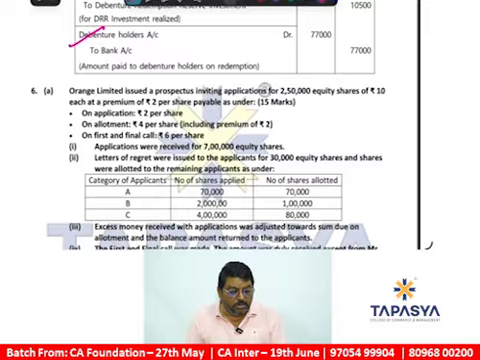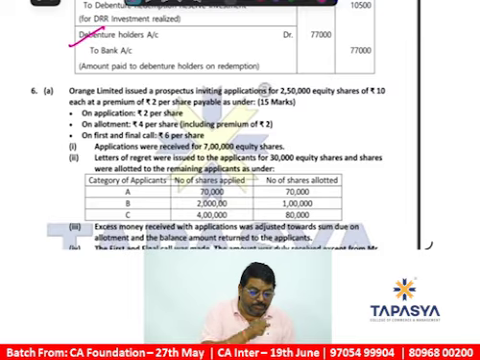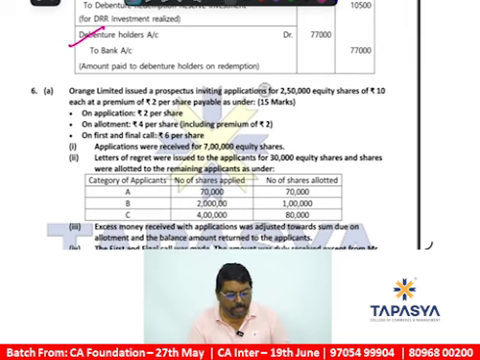Orange Limited issued a prospectus inviting applications for 2,50,000 equity shares of 10 rupees at a premium of 2 rupees. 2,50,000 equity shares invited by the company. Each share 10 rupees at 2 rupees premium. How is the payment to be done? On application 2 rupees, allotment 4 rupees including premium, means 2 plus 2, 4 rupees. 2 rupees application, 2 rupees allotment, but 2 rupees premium also there. 6 rupees at first and final call, only one call, first and final call 6 rupees.